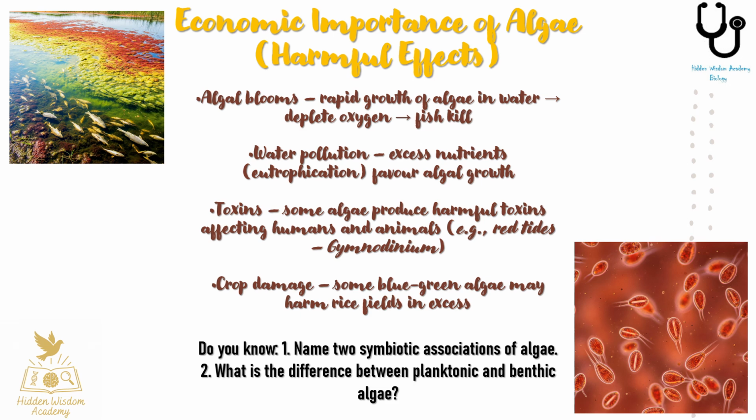Now, let's talk about harmful effects of algae. Algae are useful, but they can also be harmful. Algal blooms, caused by rapid algae growth, reduce oxygen in water and can kill fish. Too many nutrients in water, called eutrophication, make harmful algae grow. Some algae produce toxins, like those in red tides, which can harm humans and marine animals. In farming, some blue-green algae can damage crops like rice if they grow too much. Knowing both the benefits and dangers of algae is important for ecology and human use.